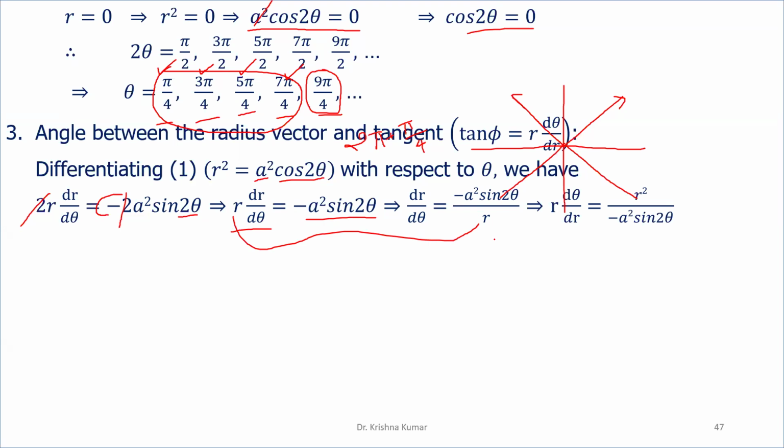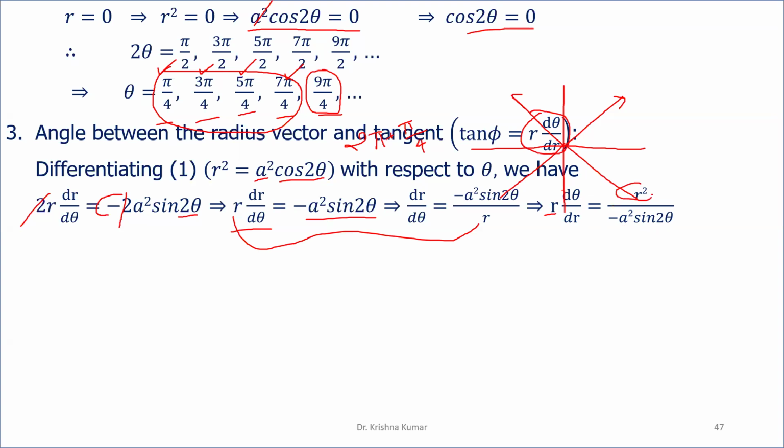Now let us reverse it. It is d theta by dr, which is r upon minus a square sine 2 theta. And if you multiply by r, then it is r square upon minus a square sine 2 theta. Why? Because if you want to find the tangent, the formula for tangent is r d theta by dr.